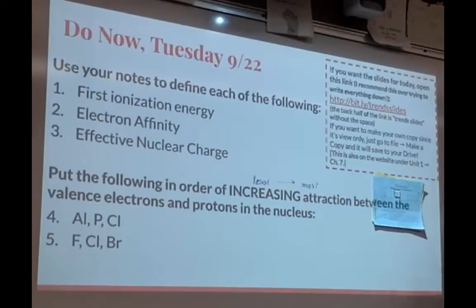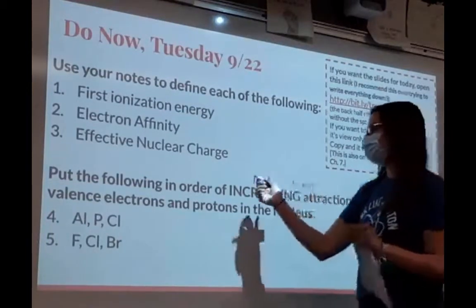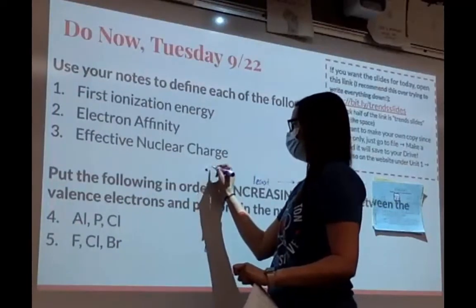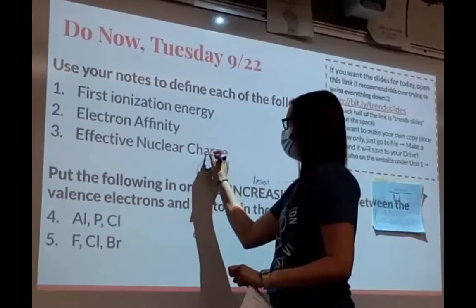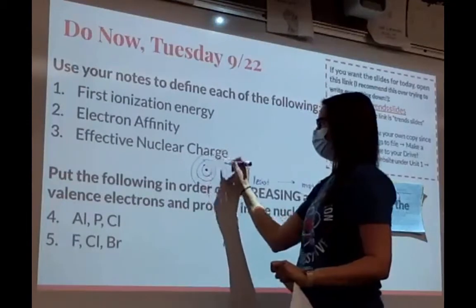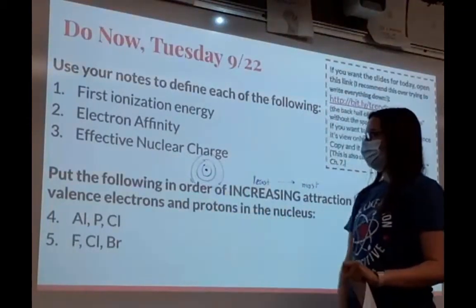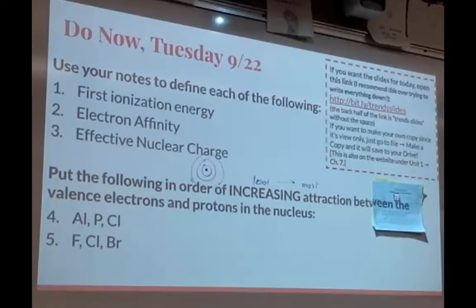So first, if we look at aluminum, phosphorus, and chlorine. So all of them are in N equals 3. So in aluminum, phosphorus, and chlorine, the nucleus, N equals 1, N equals 2. All of the valence electrons are somewhere out here in N equals 3. When you're in the same row, we want to look at the number of protons that are in the nucleus.